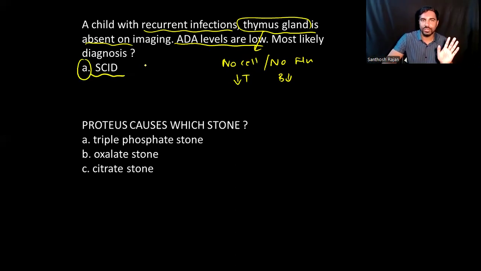That is more than enough to say. Both the T cell and B cell will go low, and ADA will be low. That is severe combined immune deficiency disorder.